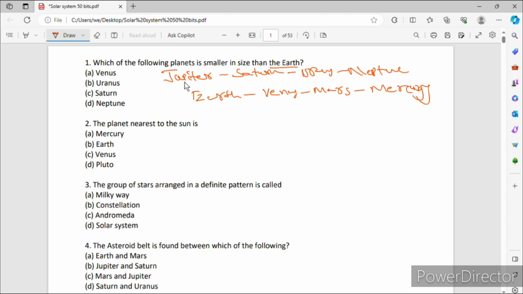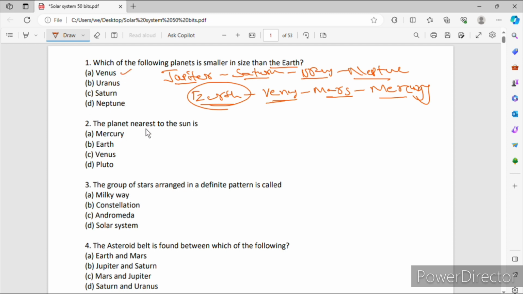That means the first one, the largest one, is Jupiter, then Saturn, Uranus, Neptune, Earth, Venus, Mars and Mercury. So this is the sequence of order from largest to smallest. So according to this, which is the smallest one? Smaller than Earth is Venus. Venus, Mars and Mercury, these three are smaller. In this Venus is there, so option A is correct.